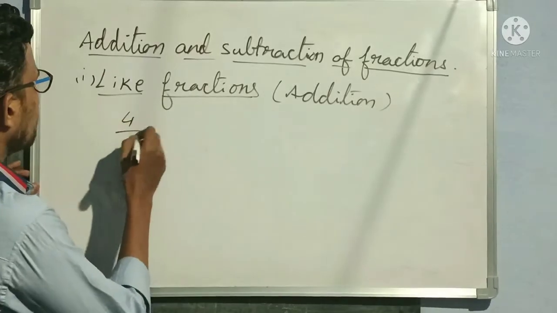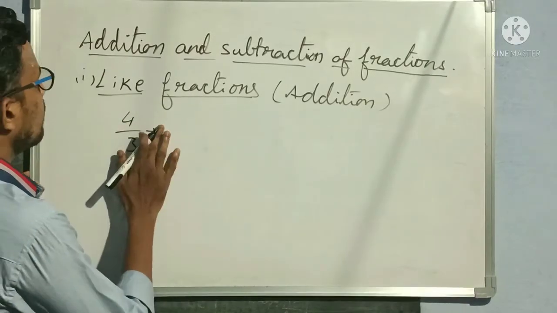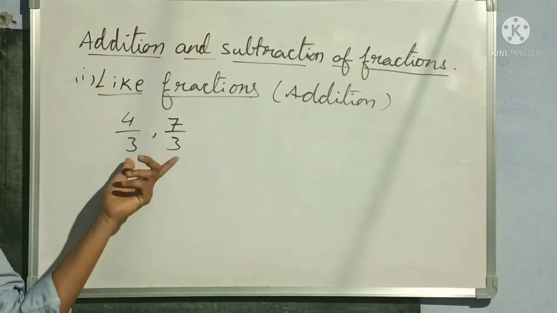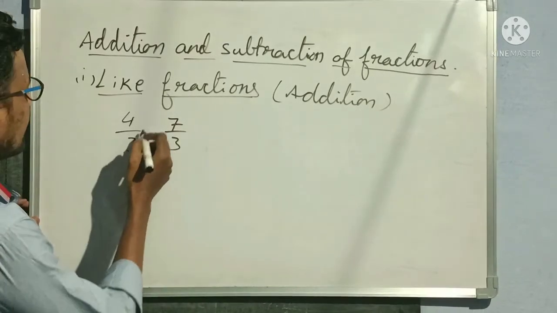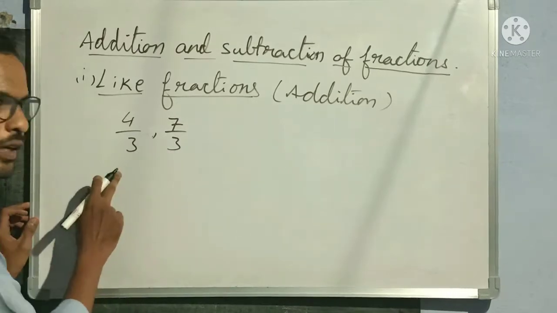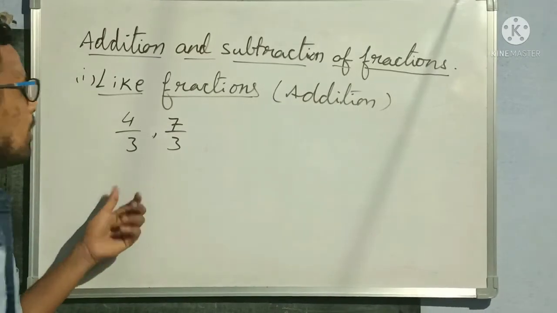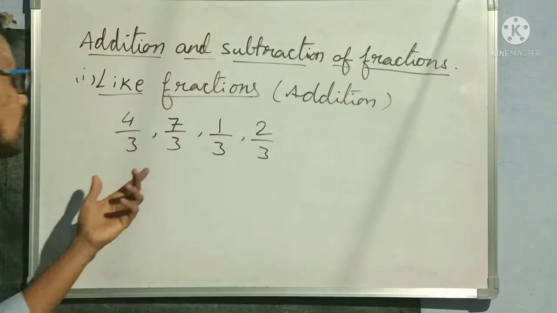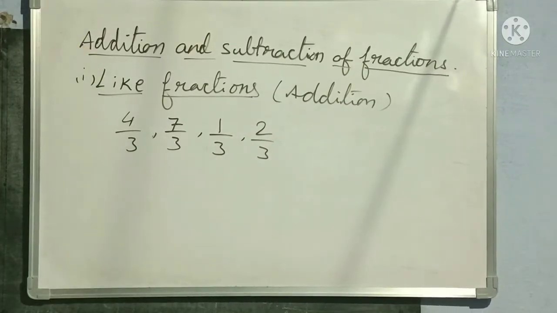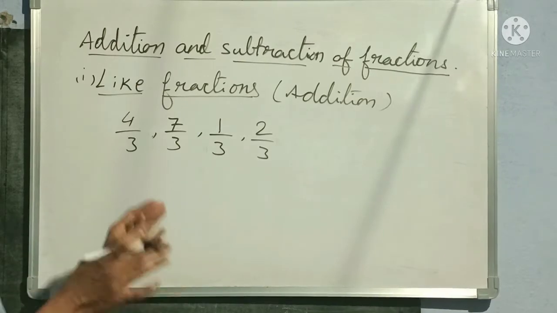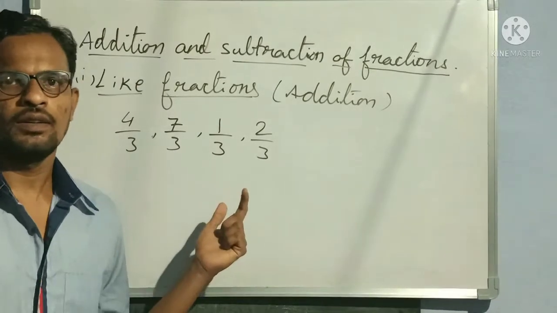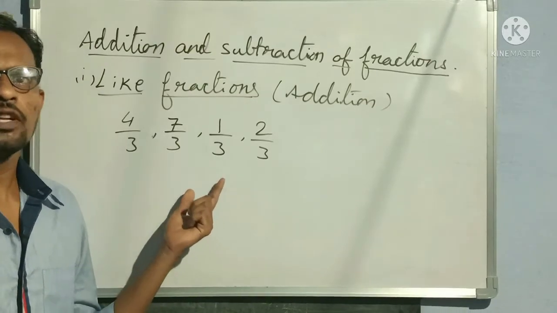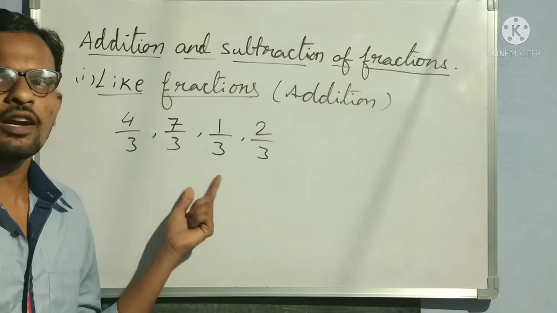See here, if I take 4 by 3 plus 7 by 3, in both the fractions the denominator is the same, that is 3. We can take one or two more fractions, as many as we want, but all fractions should have the same denominator. Understood? Such fractions are called like fractions.